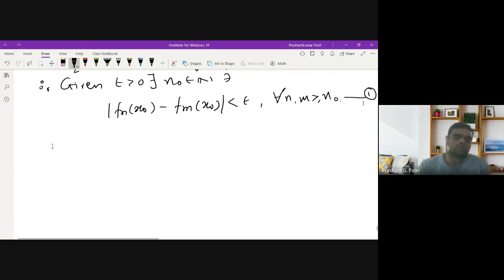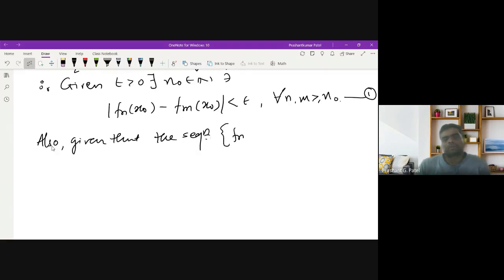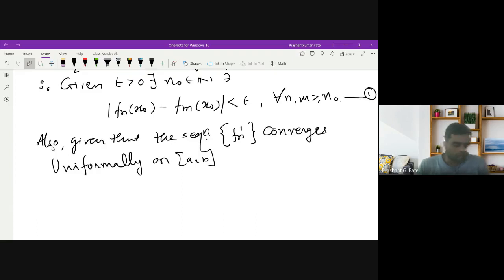Also given that the sequence fn dash converges uniformly on AB. So as per the same, it is uniformly convergent. By Cauchy's criteria, we can say that fn dash is a Cauchy sequence.